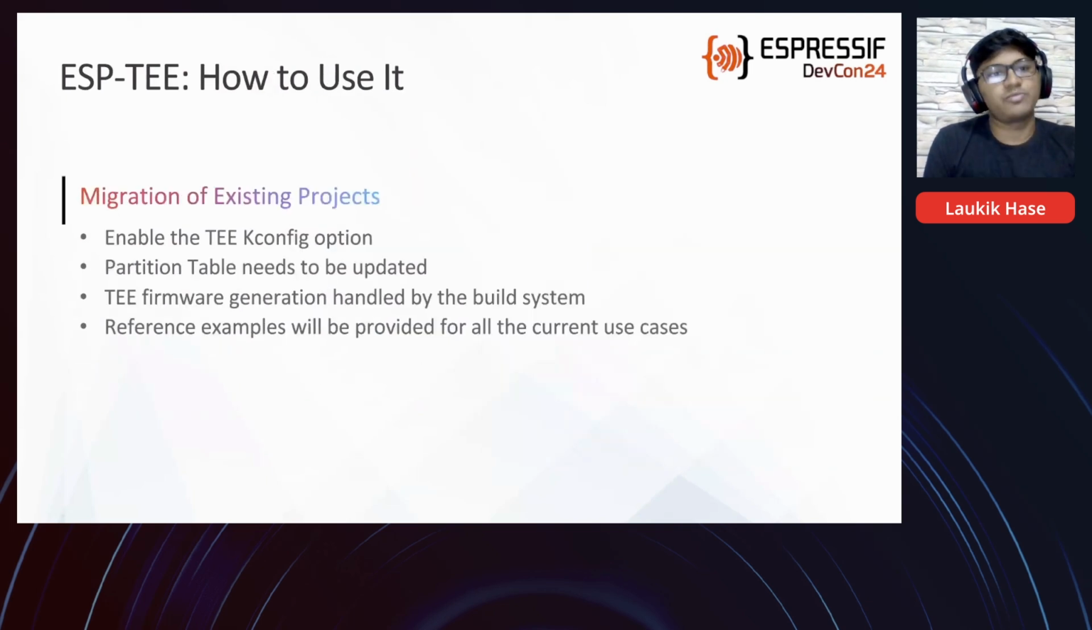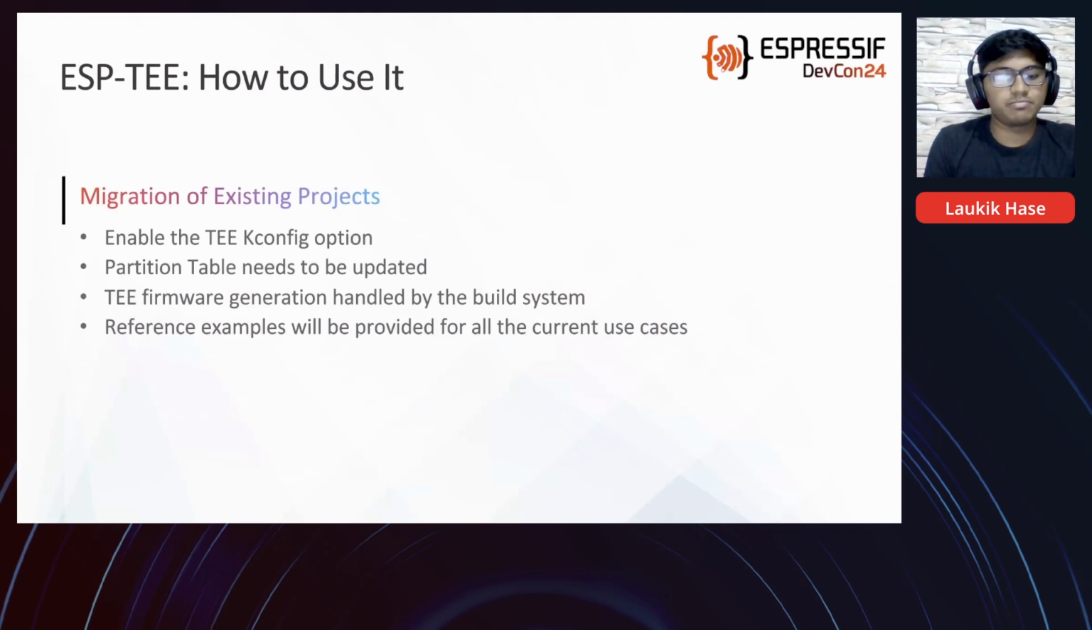So now we are done with the use cases. Now we will see how we would use the firmware when it goes public. First, we would need to enable the TEE config option and update the partition table with the TEE app and data partitions as required. The rest all remains the same from the REE point of view, because TEE firmware generation and routing of service calls are handled by the build system itself.